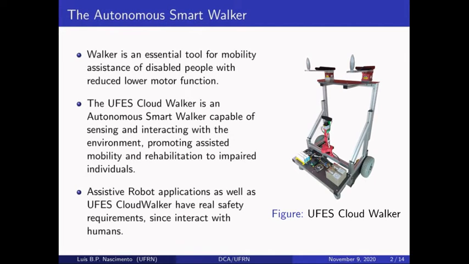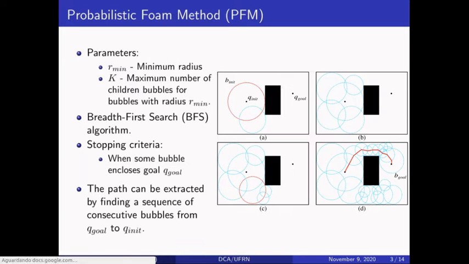impaired individuals. Assistive robots such as Youth's Cloud Walker have real safety requirements since they interact directly with the human body. So, for this reason, it's important to plan the path sufficiently far from the obstacles. And that's why we are working with the probabilistic foam method. The probabilistic foam method, or PFM, is a sampling-based path planning algorithm with the main advantage of obtaining a path bounded by a sequence of bubbles, which guarantees an obstacle-free region for safe maneuvers.